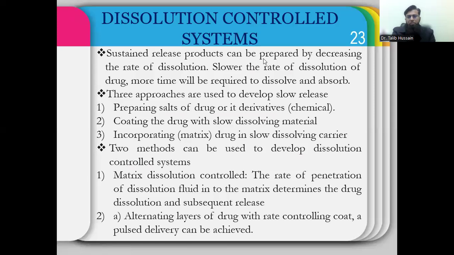So the first system which we discussed lastly was the dissolution controlled system. As the name suggests, we make it by decreasing the rate of dissolution. So there are three approaches to develop such kind of a drug release. One is a chemical approach. Chemical approach means you have formed a bond that will decrease the rate of the drug release.